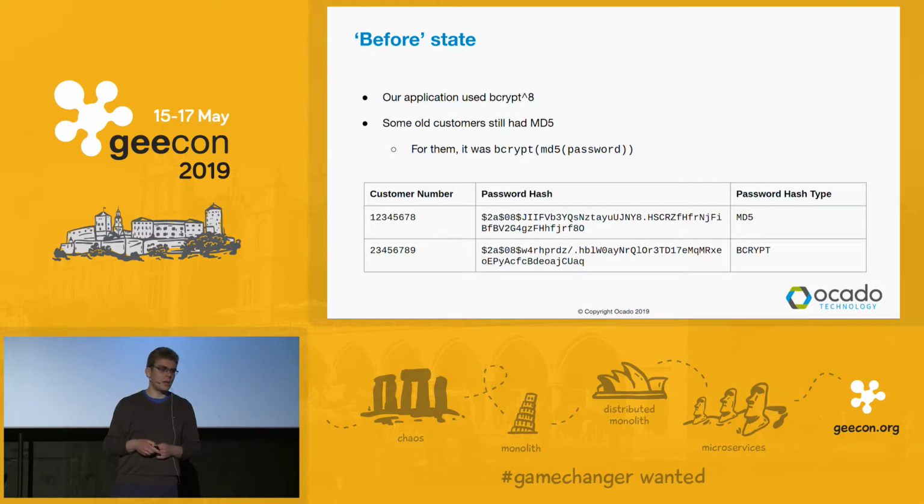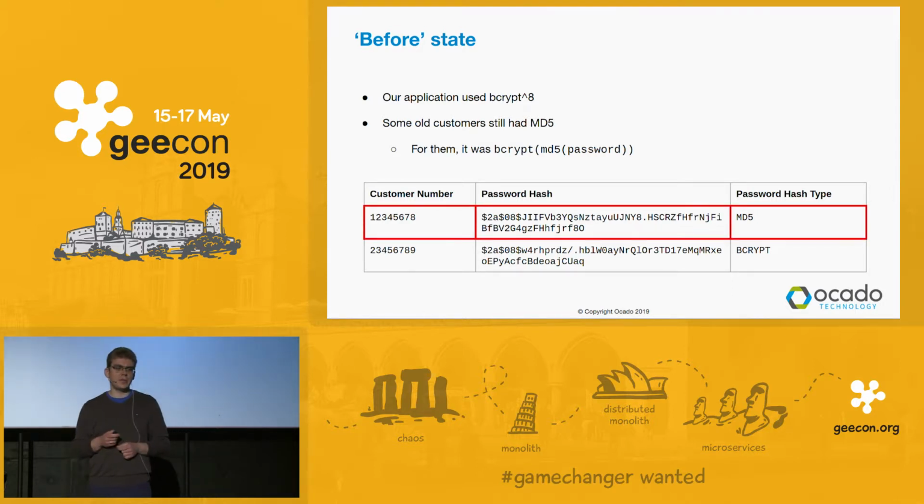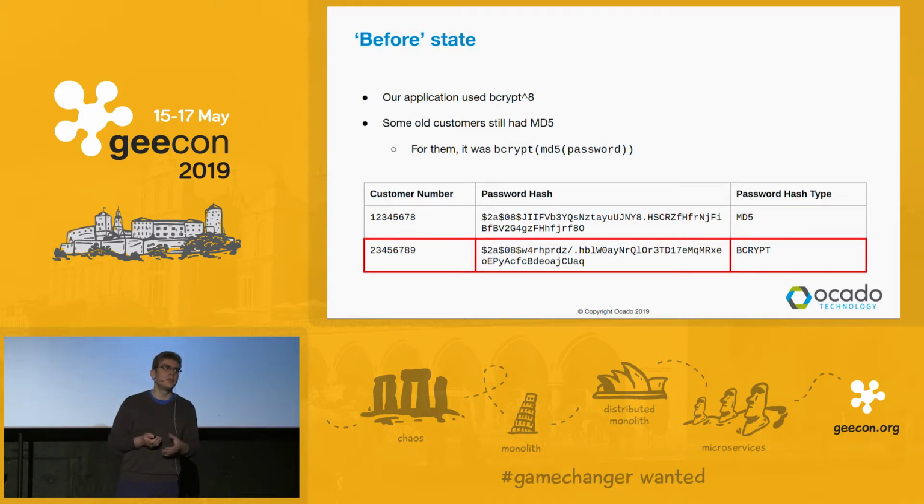So this is how part of the table looked, and this is an example of an old customer, where we store the password hash type as MD5 in the database just to tell the application that is going to compute the hash that, when this customer wants to verify his password, we'll firstly compute the MD5 hash of it and then compute bcrypt. And then we'll just compare it with the value that we have in the database. For the other customer, it's easier. We just get the password, compute a bcrypt hash and compare it. And that's the way it goes.